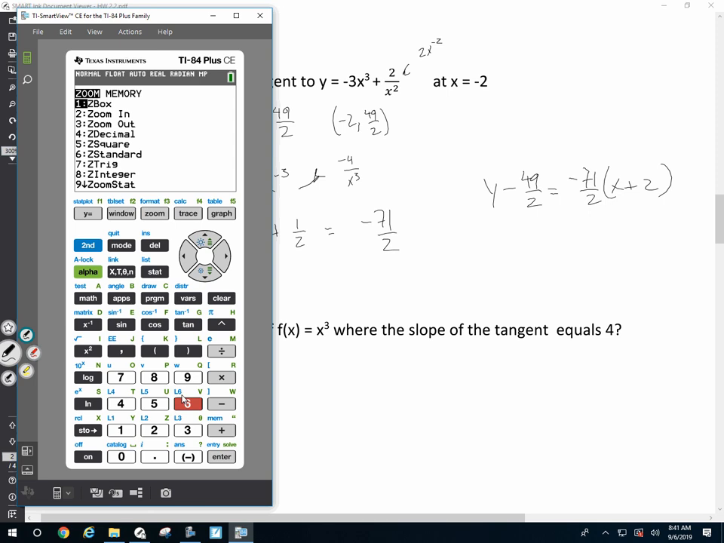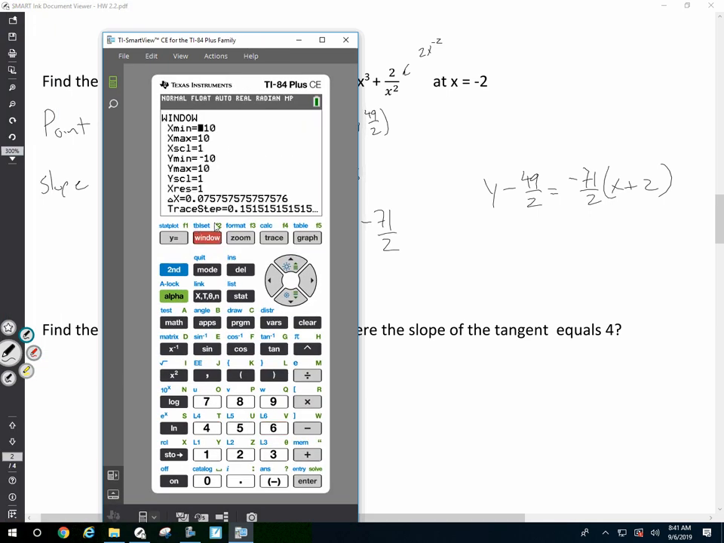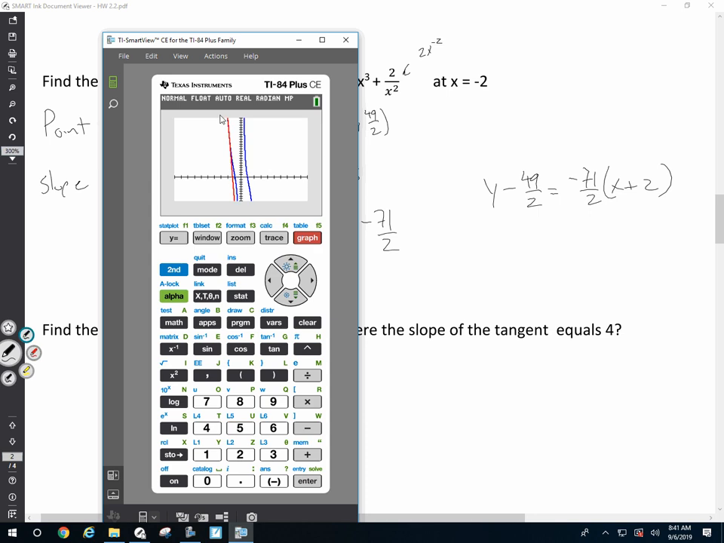I don't think I'll be able to see it on the Zoom standard. Oh, I almost do. So let's see, the point's at 49 halves. That's like 24, so let's just adjust my window. This is a cool looking graph here. Let's go up to like 25. And I can see at the point x equals -2.